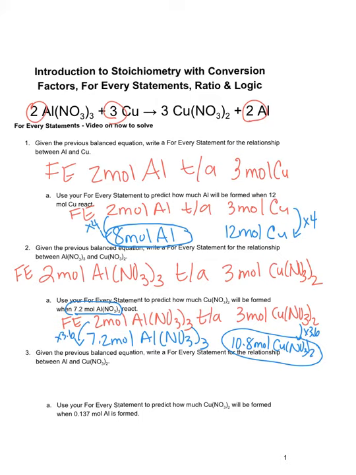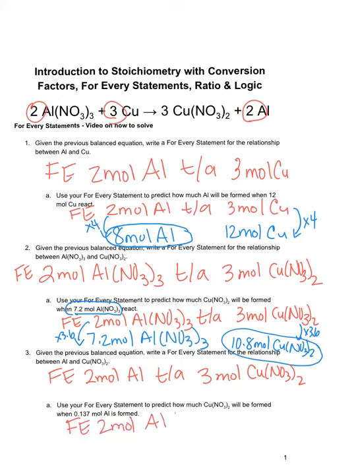Last one on the page. Start with my for every statement. My for every statement always comes from the balanced equation. And here, for every 2 moles of Al, there are 3 moles CuNO3 2. So now I'm going to recopy my for every statement. Big idea, for every statement always comes from the balanced equation. Think of it like the recipe. This is what it always has to be. It doesn't change based on what I have in my cabinet, so it doesn't change based on the problem.